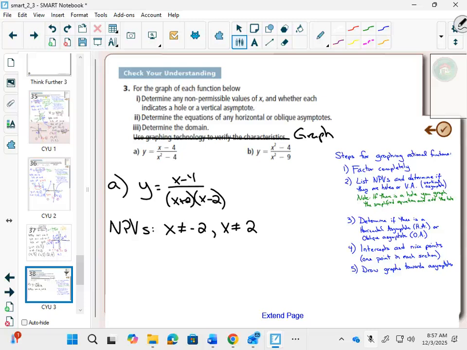And what do you think, this one? Vertical asymptotes or holes? Or one of each? If they don't cancel out and go away, if your non-permissible value doesn't disappear, we don't have to rewrite the equation as I did in the note in green here. They will always be vertical asymptotes.